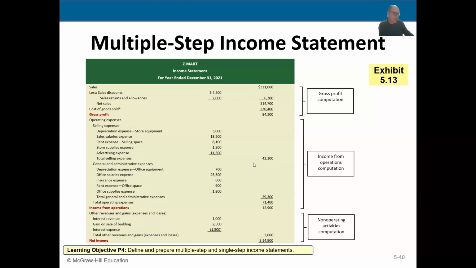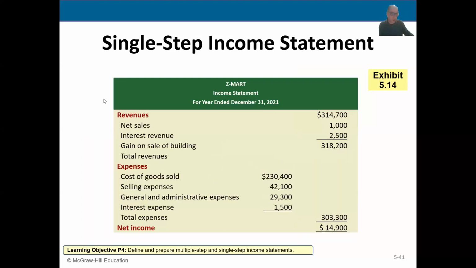And then some businesses might show you what we call the single-step income statement. Of course, the single step's easier to compute, right? We got sales, total revenue, minus all of your expenses. You'll notice the difference here between the single step and the multi-step. In the single step, we call cost of goods sold an expense. That's the primary difference. Then we don't break out gross profit.